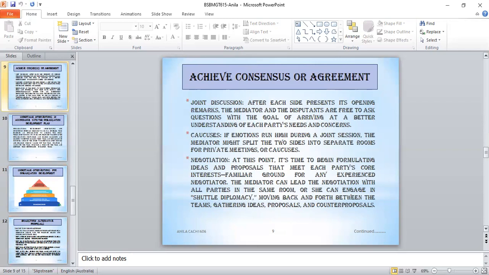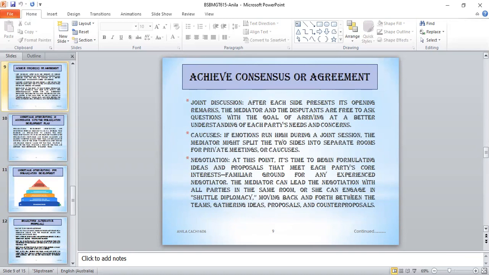Then comes joint discussion. After each side presents its opening remarks, the mediator and the disputants are free to ask questions with the goal of arriving at a better understanding of each party's needs and concerns. Then come caucuses. If emotions run high during a joint session, the mediator might split the two sides into separate rooms for private meetings or caucuses.